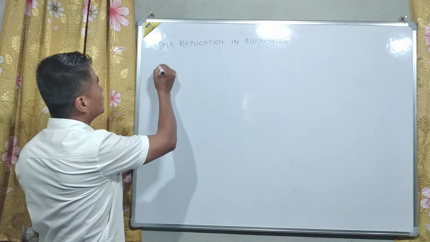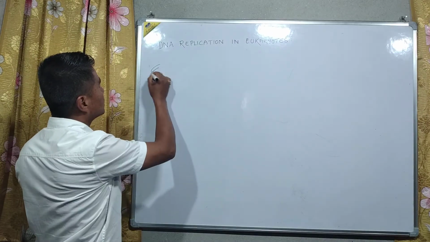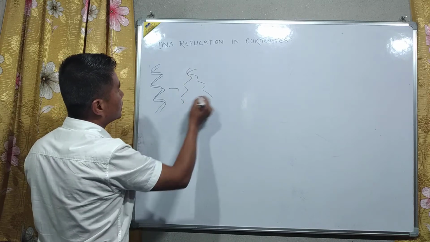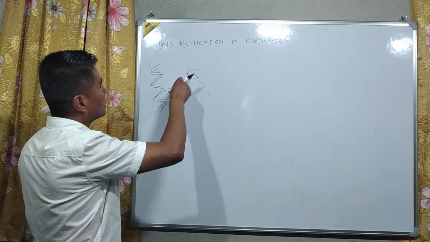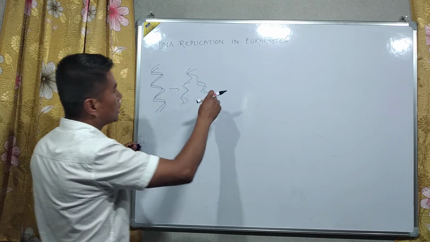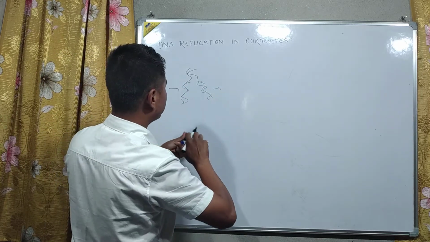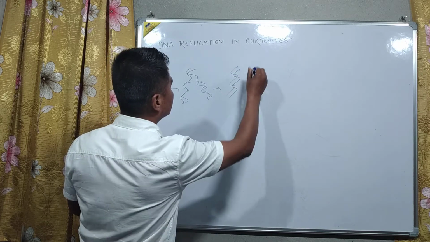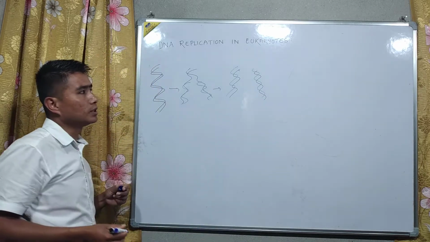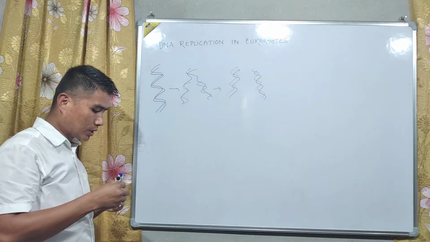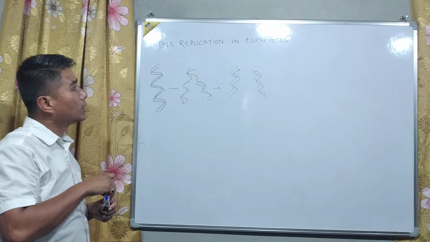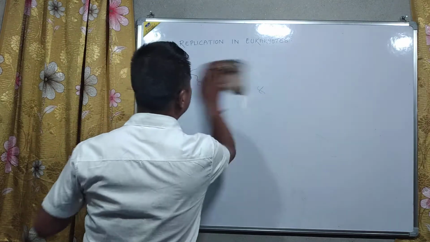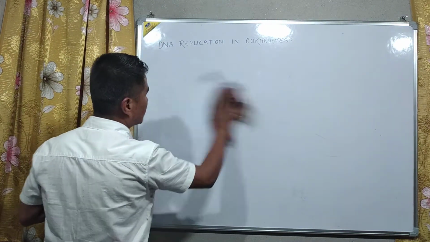We have already discussed that DNA is a double helical structure. Yes or no? And then they open up, and then a new strand is formed here. So this we studied in the previous video. Now how does this take place? Now we will study the DNA replication in eukaryotes.